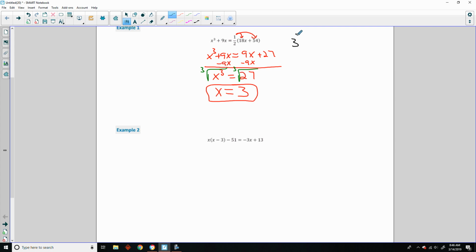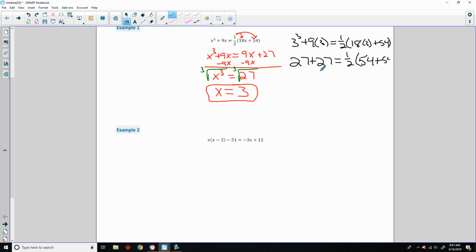So it would be 3 cubed plus 9 times 3 equals 1/2 18 times 3 plus 54. And when I simplify this, 3 times 3 is 9 times 3 is 27, plus 9 times 3, which is 27, equals 1/2 18 times 3 is 8 times 3 is 24, carry the 2, 3 times 1 plus 2 is 5. 18 times 3 is 54, bring down this 54, and continue.